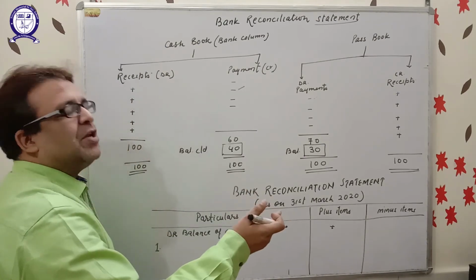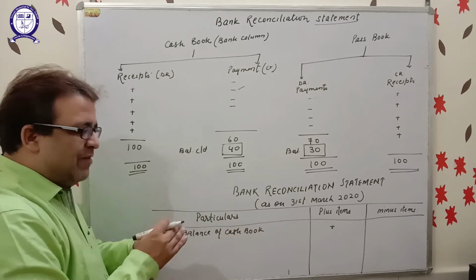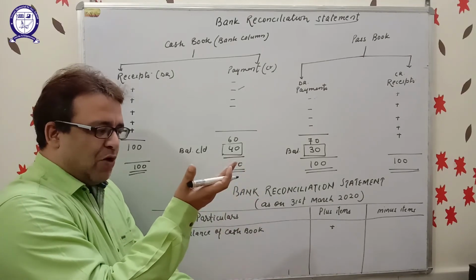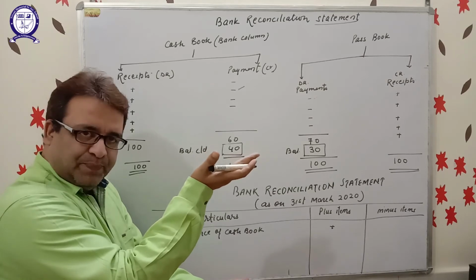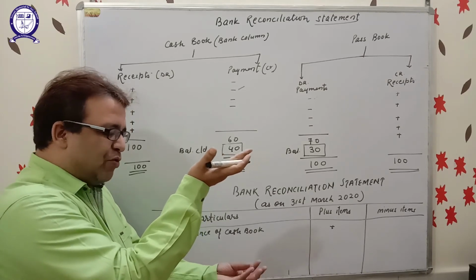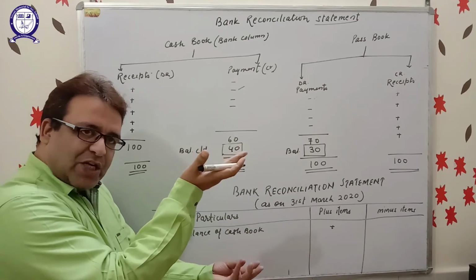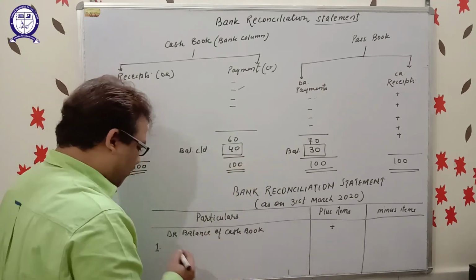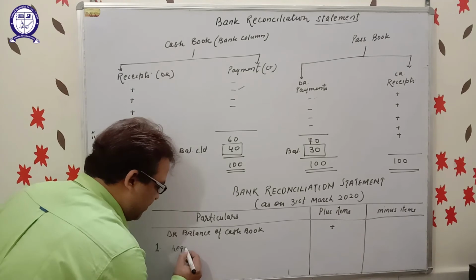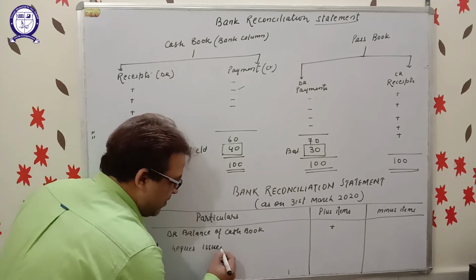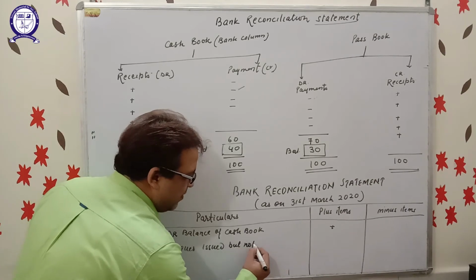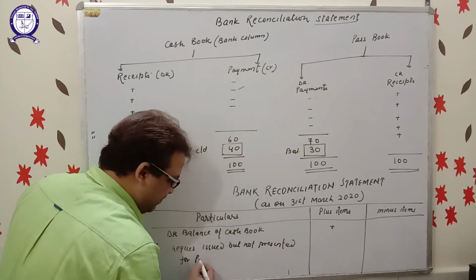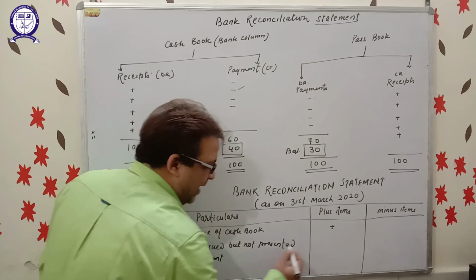Right? Now let us take one example. Cheque issued but not presented to bank for payment. When we issue some cheque to creditors, we reduce our cash book. So cash book is down and passbook is the same, right? So now we have to rectify our cash book. We have to change our cash book because the cash book balance is given. So we have to increase the cash book. So first item, cheques issued but not presented for payment. It will be added back.